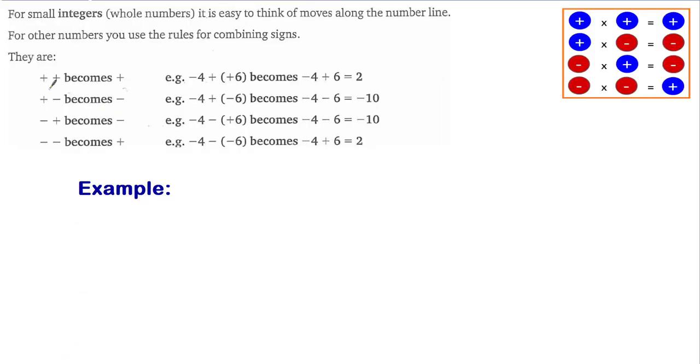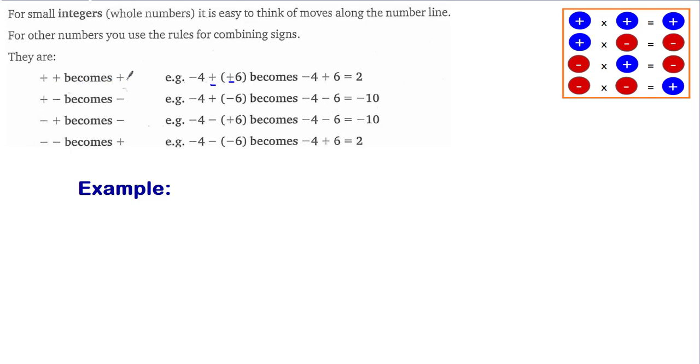For small integers, the whole numbers, it is easy to think of moves along the number line, but for bigger numbers, we should be careful about the signs. So here, there are two signs in front of the parentheses, and the first sign is plus, then inside we have plus, and we can remove the parentheses here. How to remove the parentheses with two different signs? I'm going to try to explain this one here.